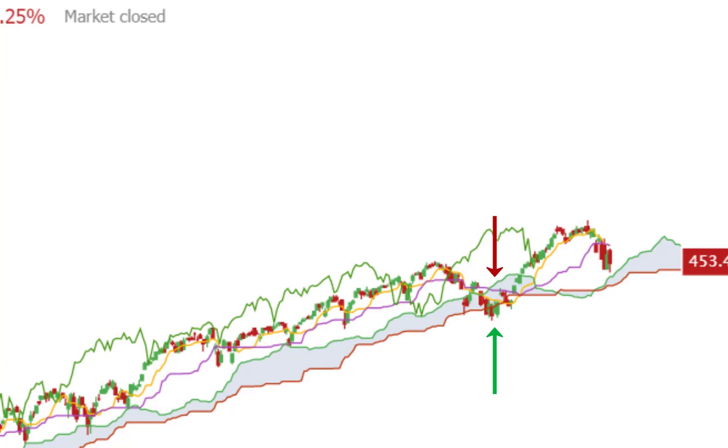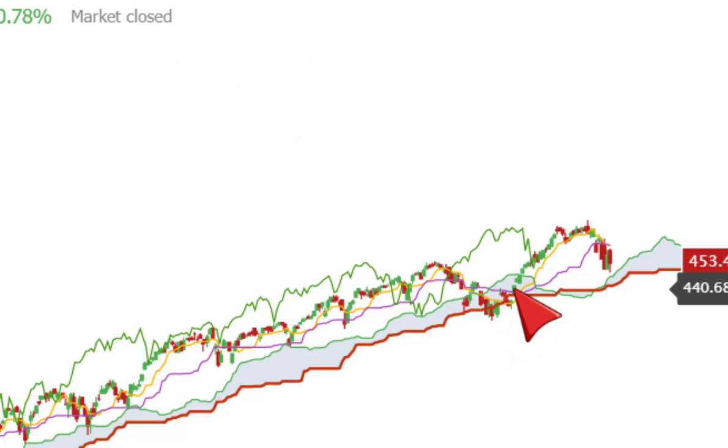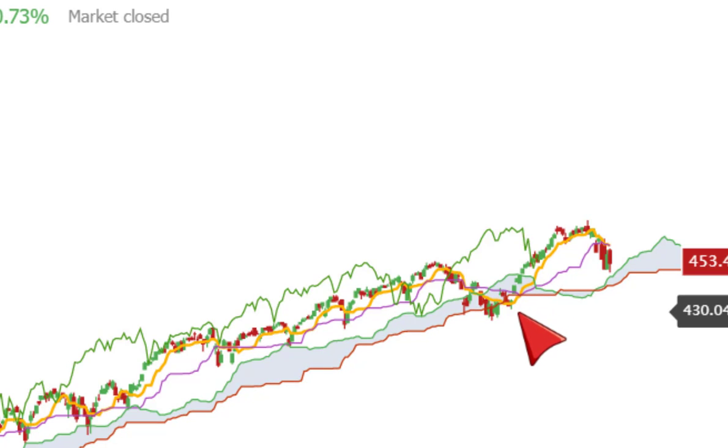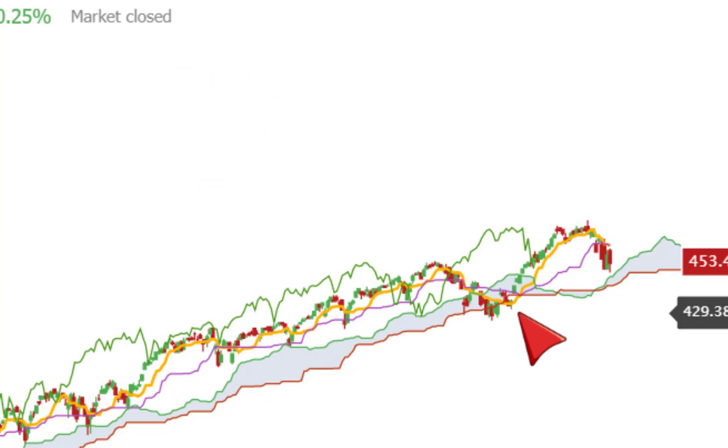And that's a great way to combine these two and utilize those two signals to determine what's going to happen. You can see here very cleanly where we were in the cloud, and our first signal that we got was a buy signal from the conversion line crossing the baseline. So that is the longer term signal.